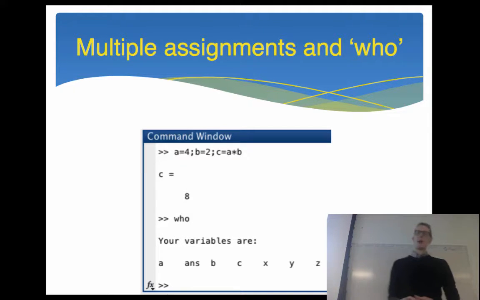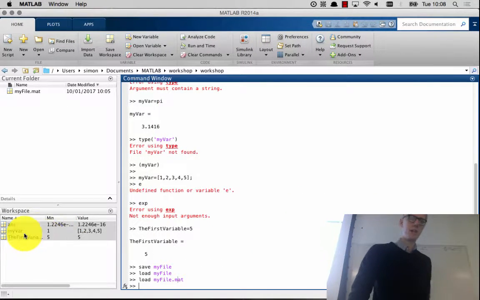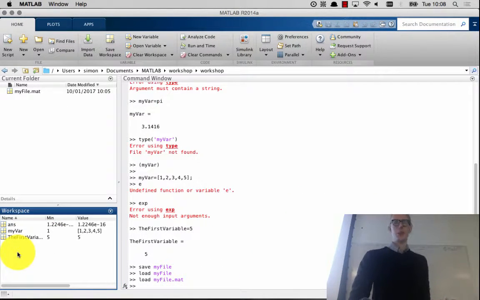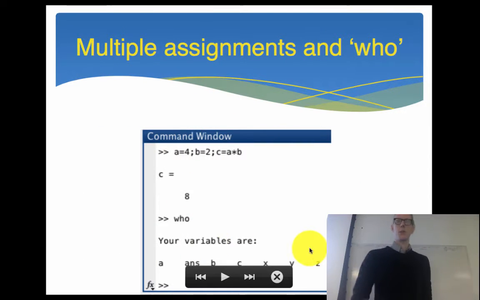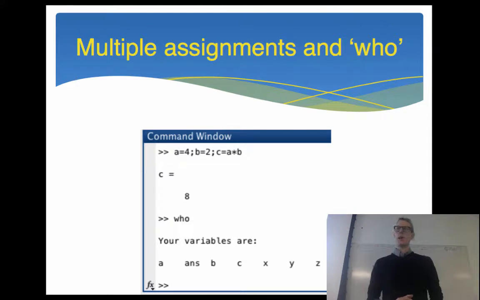If you want to know what variables are defined in your current workspace, you can type who. I don't really use that much because I can just glance down at the bottom left of my window and see the variables that are defined. But who is the coding way of seeing the same thing. And we see that in my current workspace I have a, b, c, and x through z. And the ANS variable will be defined because I've run some statements without equal signs.